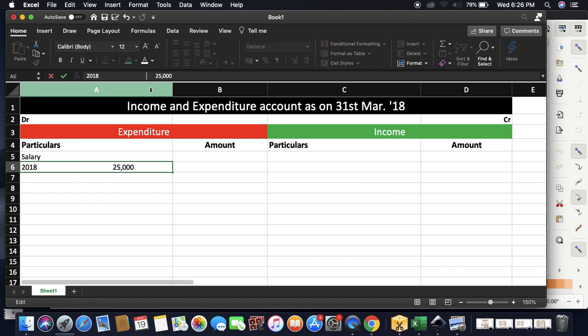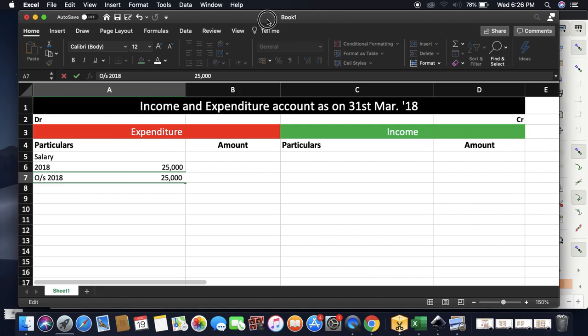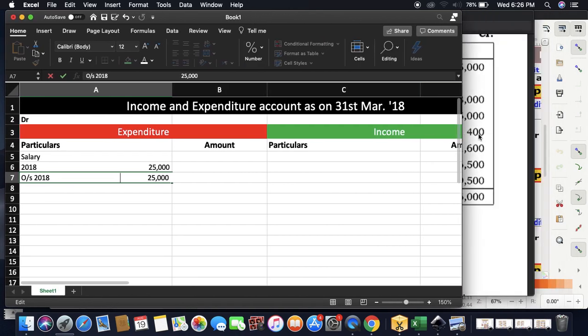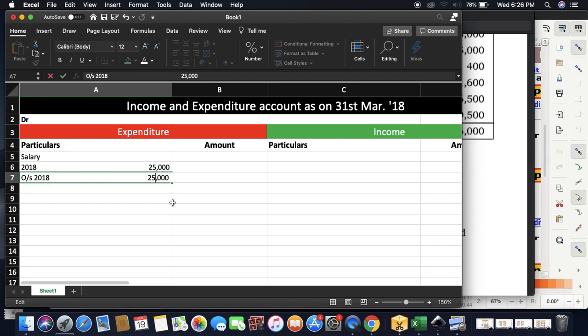I'll just press Control D. This is for faster work. Outstanding for 2018. So how much was the amount? Let's go and look into it. Don't rely on your memory. Always check it to be 100% sure. It's 5,000. So outstanding, it's 5,000.